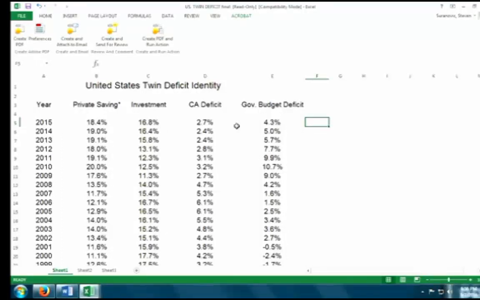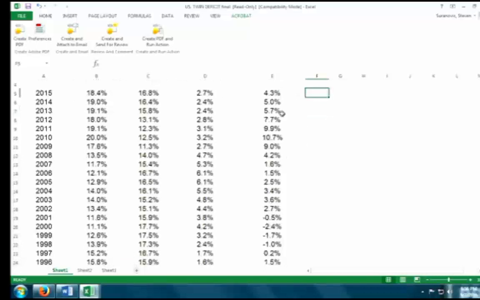Now, look at the changes over time. And note that the government budget deficit in the U.S. was quite a bit larger going back to the aftermath of the financial crisis. So it was at 10.7% in 2010. Where did we get the money to do that?